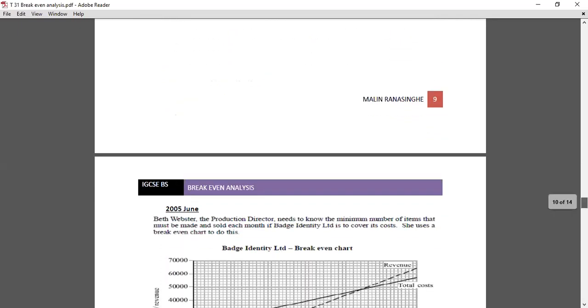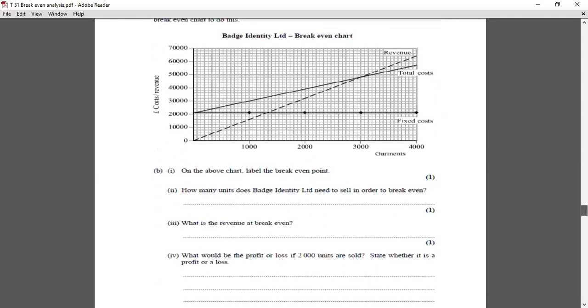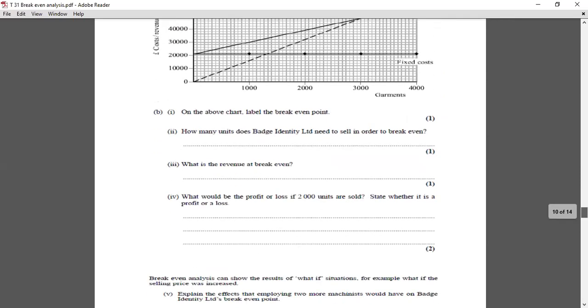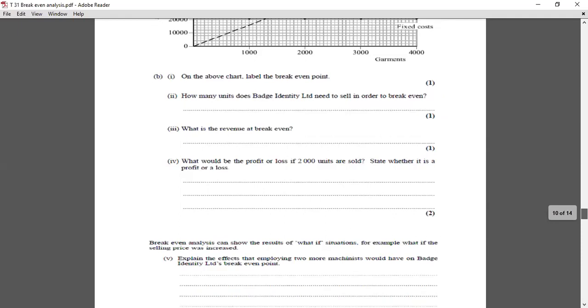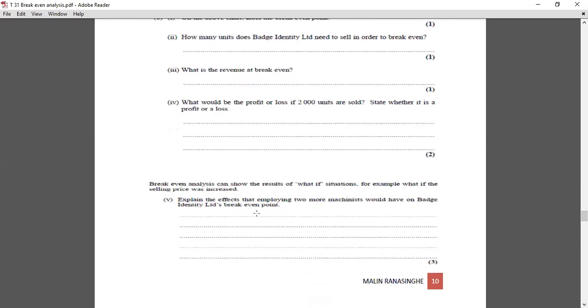In 2005, another question asked what is the revenue at break-even, and how many units the batch needs to sell in order to break even. They have given the chart, and from the chart they asked some 1 mark questions, and what would be the profit or loss if 2,000 units are sold. I think you can answer this question. They also ask you to explain the effects of employing break-even. This should be a 3 mark question. Yes, break-even analysis shows the result of what-if situations.